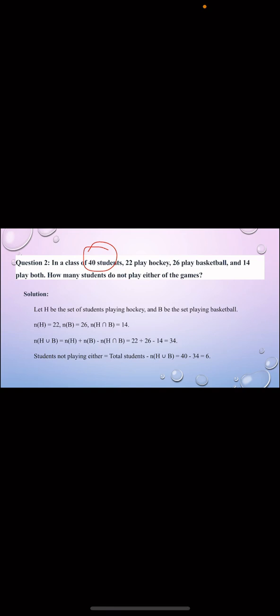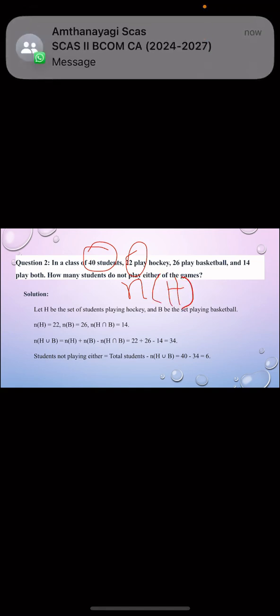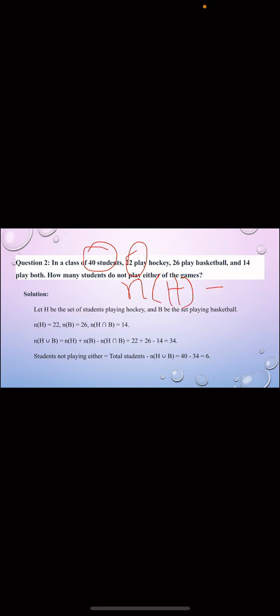22 students play hockey, 26 play basketball and 14 play both. How do we write this 22? N of H. So N of H is 22. N of B is 26. Common elements mean students who play both. The number of students who play both hockey and basketball is 14. So N of H intersection B is 14.